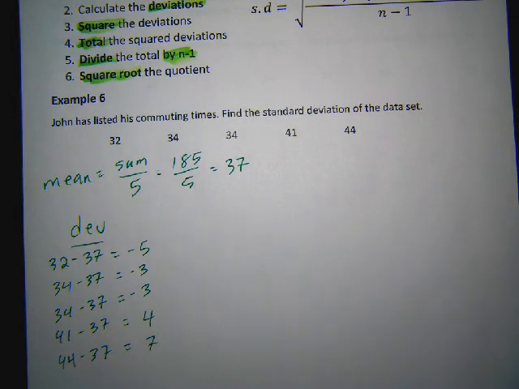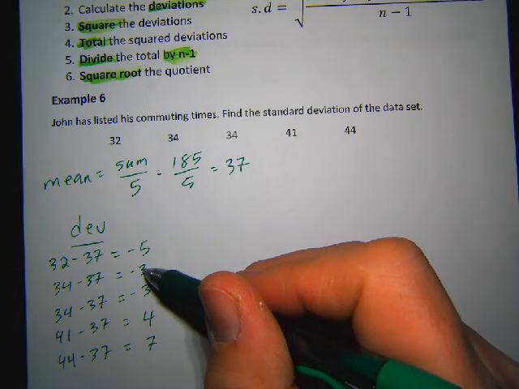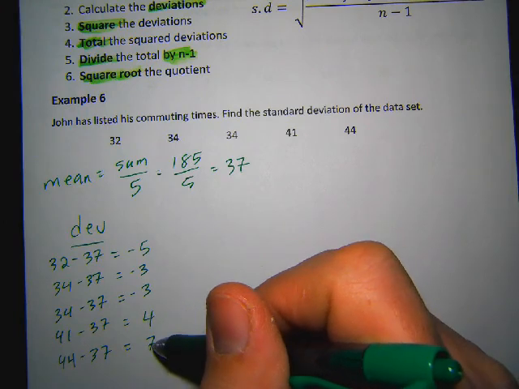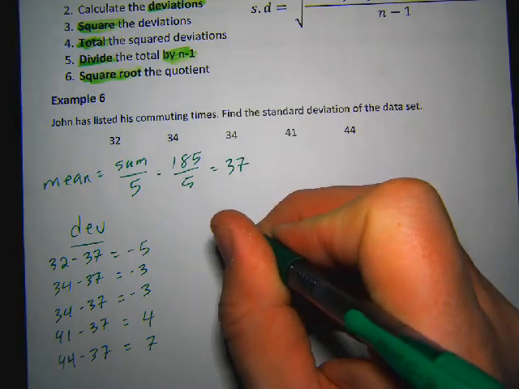You can check and see if you're doing it right if you add these numbers and you get 0. So we do negative 5, negative 3 is negative 8, negative 3 is negative 11, plus 4 is negative 7, plus 7 is 0. So this should actually add up to 0. That's why we have to do the next step, which is deviations squared.